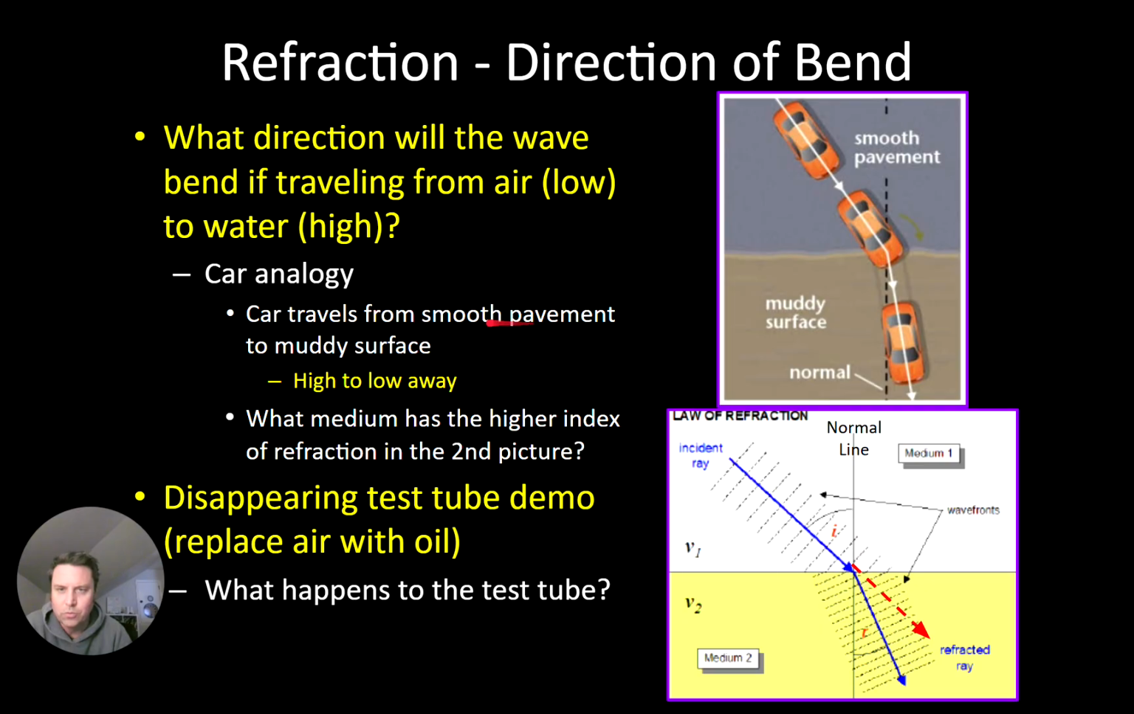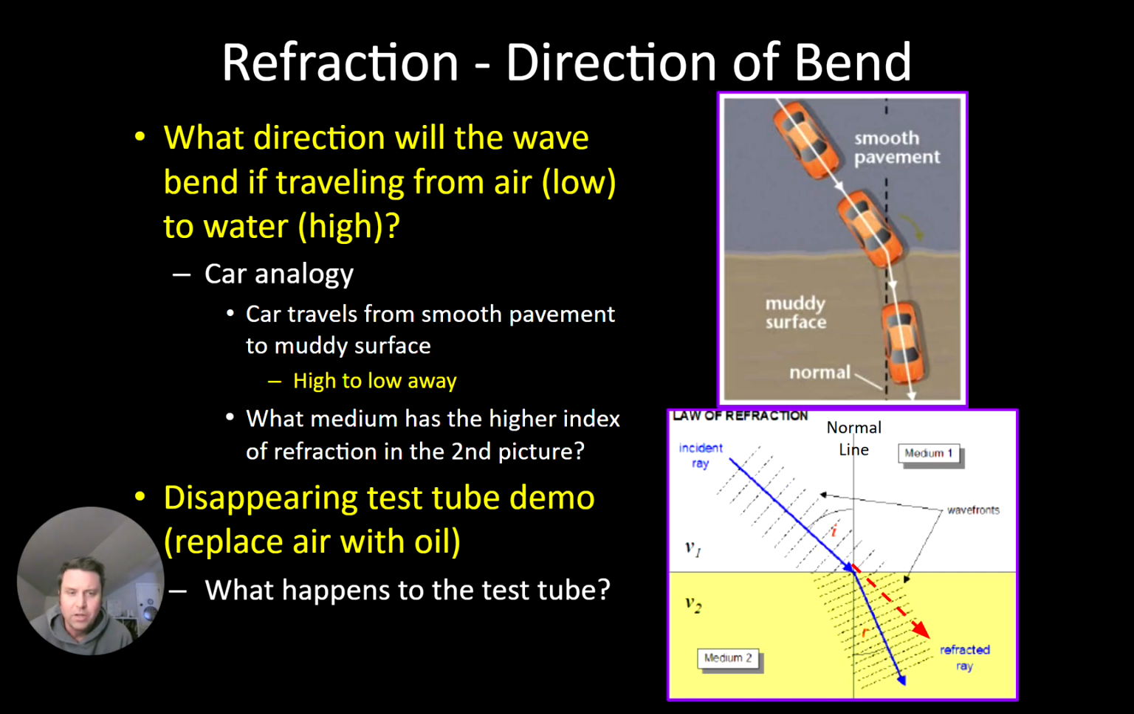And then that's what's happening with this. A car travels from smooth pavement, which is a low medium, to a muddy surface, which is a higher medium. Low to high is towards. Picture that you're hitting that mud, and that front tire hits the mud, and the other tire that's still on the pavement pushes it towards what we call the normal line. The normal line is the perpendicular line between the two surfaces. Sorry, I left that off. Oh, here in the second picture, what medium has the higher index of refraction?